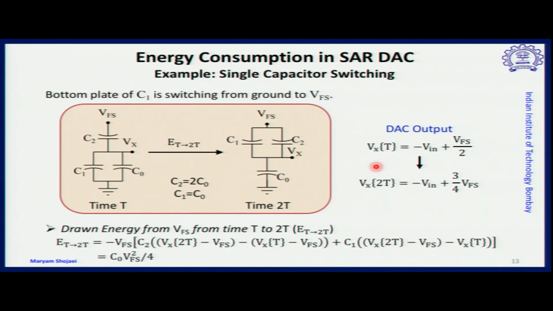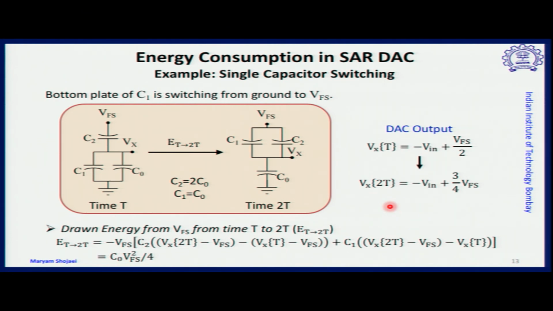So what will happen? The DAC output at the beginning was minus Vin plus V full scale by 2, because C2 has been connected to V full scale. Now by connecting C1 to V full scale also, the reference level changes to 3/4 V full scale. So this is the way the operation is going on. So we want to see how much is the energy consumption.